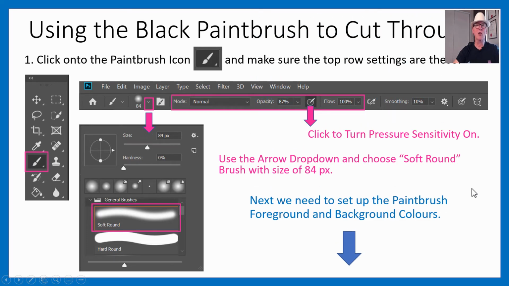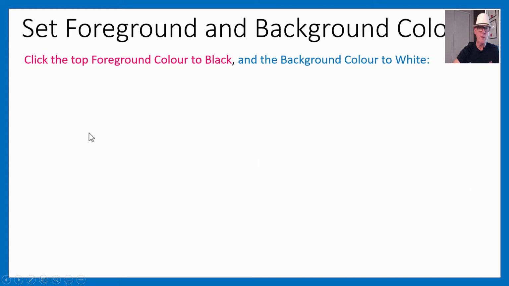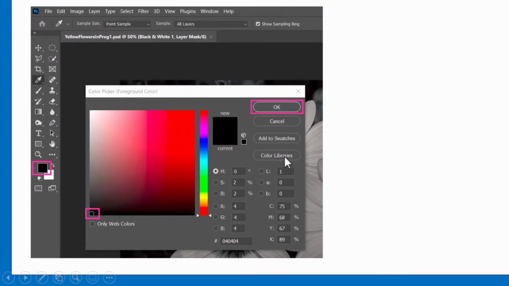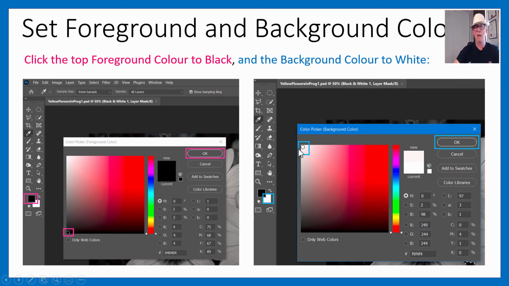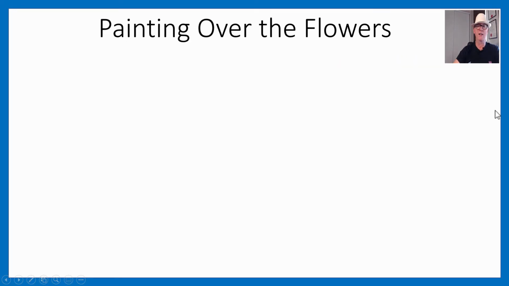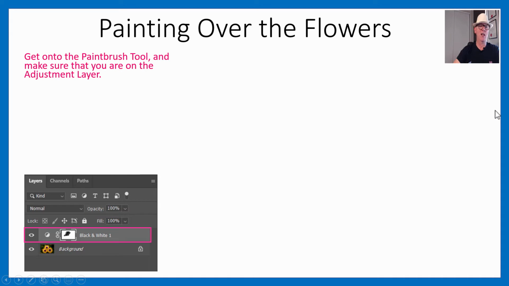All we've got to do is set the right colors. The top foreground color has to be set to black and the background color has to be set to white, and you have to use those colors. If we click on this icon here, go down to the very bottom and pick a dark black color like that, and then say okay. Then you click on the background color, this one here, and for that one pick a very white color and click OK. That'll set up the top as black and the bottom as white, and that's important for painting through our adjustment layer.